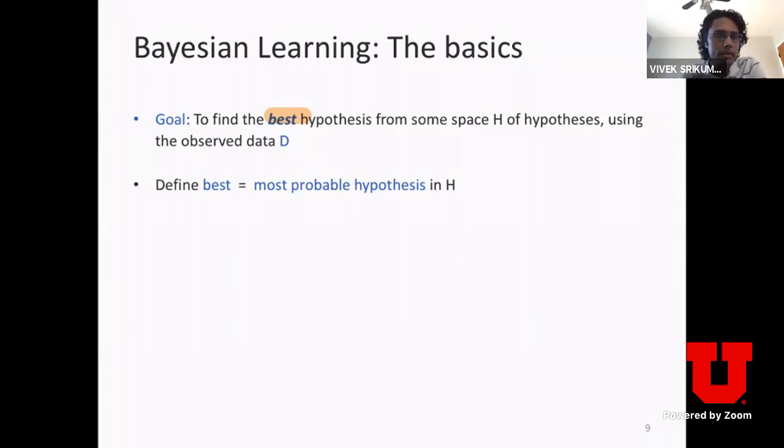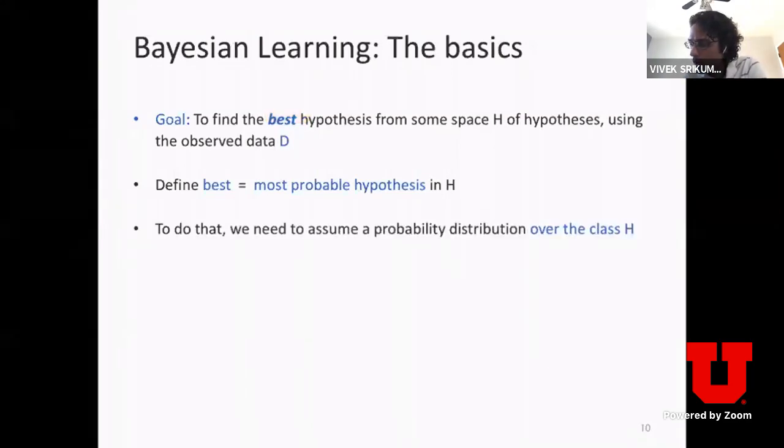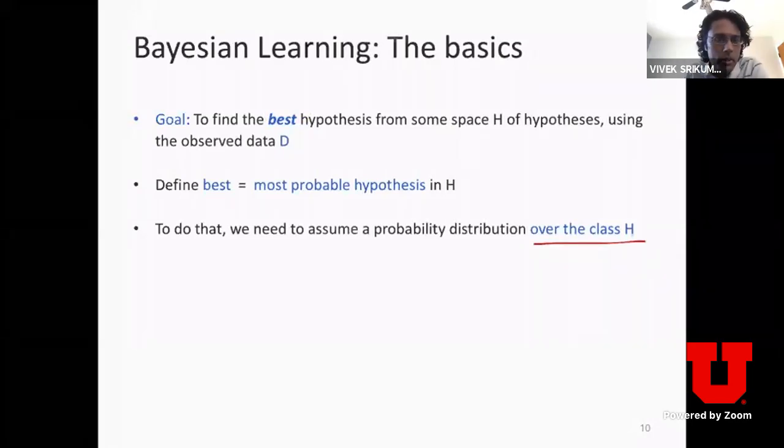empirical loss plus regularizer. Under the Bayesian scheme, we are going to define best as the classifier that is the most probable one. How do we define this most probable one? We need to assume some sort of a probability distribution over the set of hypotheses. We need to somehow identify or discover or somehow put a probability measure on top of all the set of functions in the hypothesis space. And that's what we'll be doing.